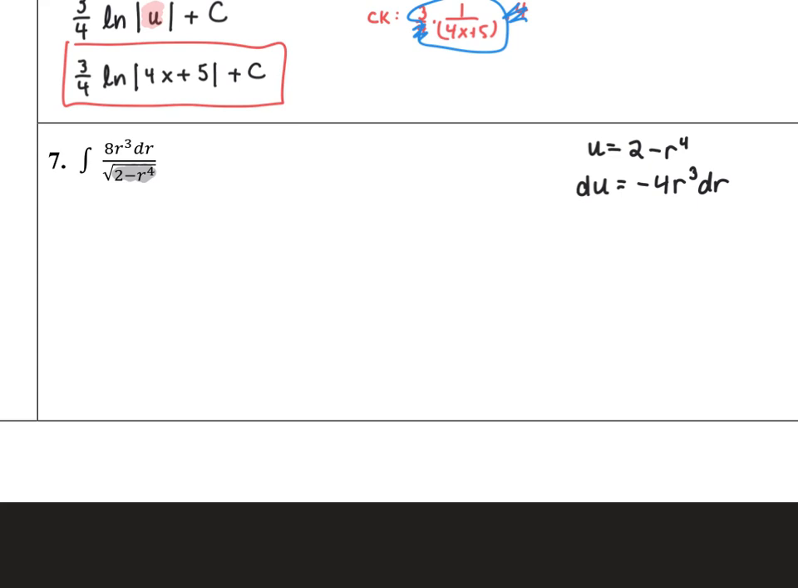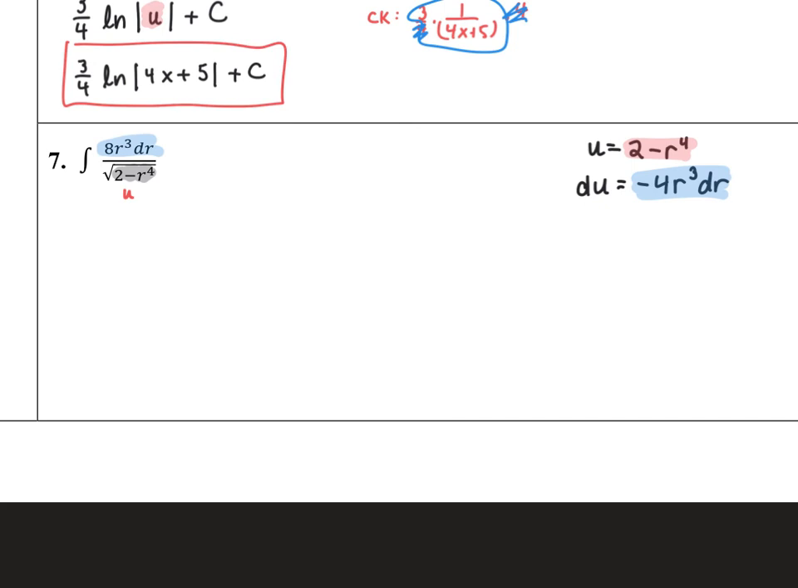What I do now is I compare what I have to replace. I can see that my 2 minus r to the fourth is here. So that's going to go inside that square root in the denominator. The other part that needs replacing is this 8r cubed dr. What I have going on over here is a negative 4r cubed dr. If I want to replace it, I need an exact replacement.